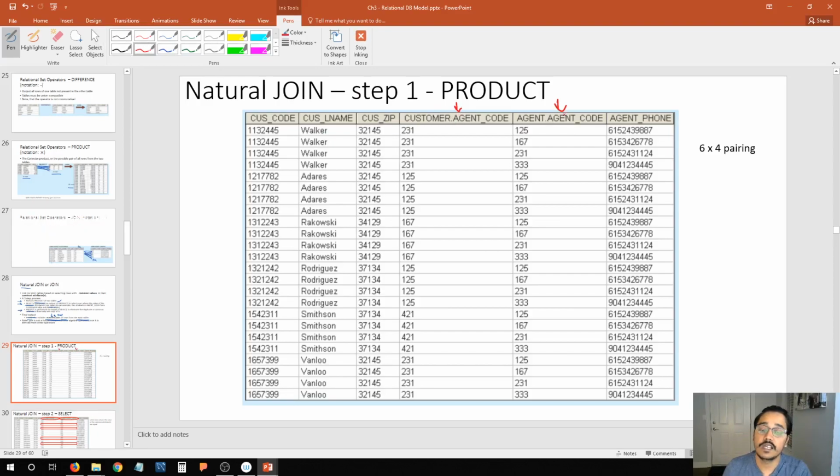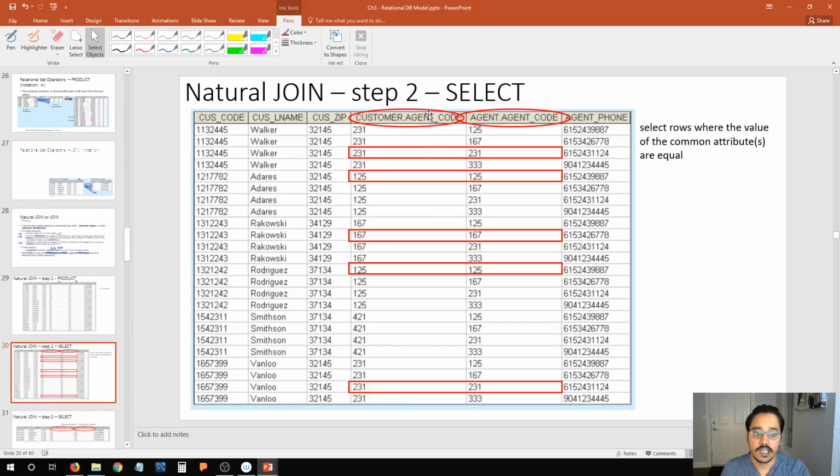So we want to find the equality, and we want to select the rows which match the values from these two attributes, the equal attributes, right? So that is going to be the second step: from the common attributes, which is agent code from the customer table and agent code from the agent table, we are going to select the rows where the data values are common. So 231 is not equivalent to 125, but 231 and 231 match. So we are going to select this row for the next temporary output.